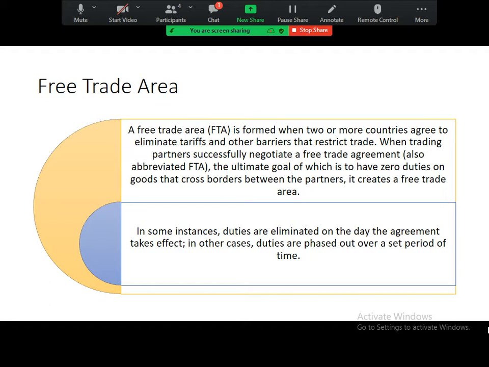Sir, avoiding what? Avoiding paying this duty. So this excise duty, etc., should be avoided or should be paid. Huh? Yes, yes. Have you understood the question?